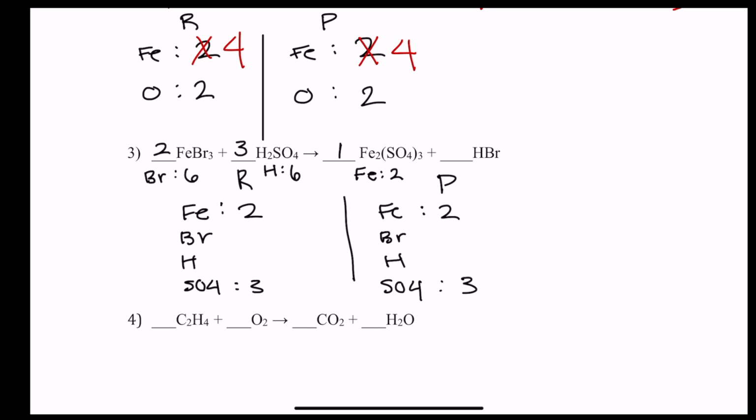Now, do you see how the Br and H are the same? And on the product side, H and Br are together. That means it works out perfectly, saying that we can just add a coefficient of 6 right there, giving us 6 hydrogen and 6 Br. So as you can see here, our equation is balanced.